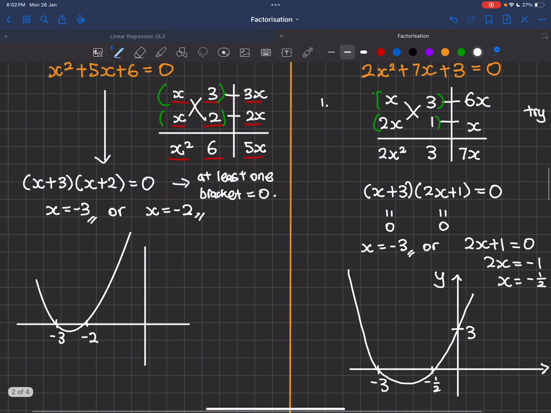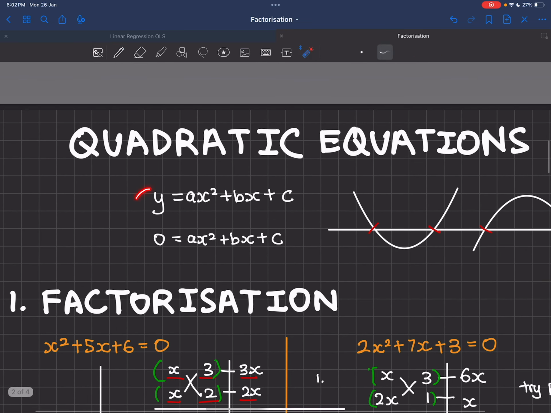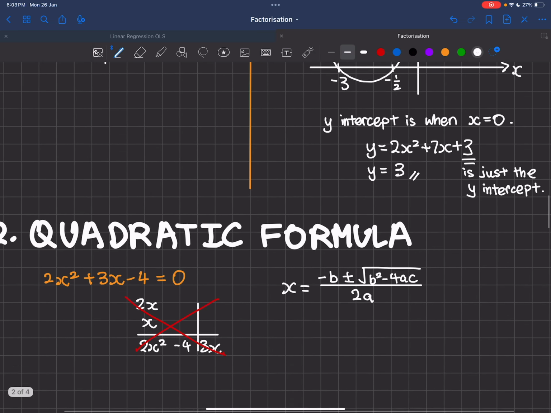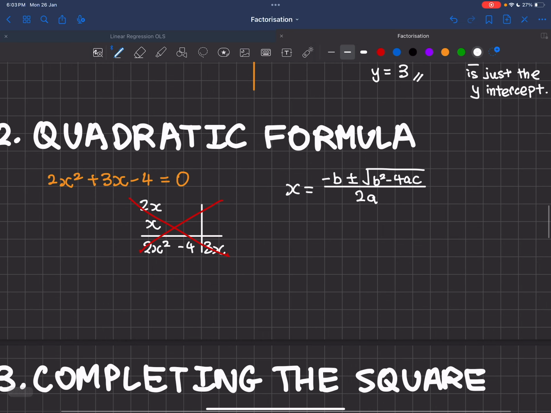Remember when we said the general form was ax squared plus bx plus c? Now, simply, we just plug in all the a's, b's and c's. So what are the a, b, and c in this? From this, a is 2, b is 3, c is negative 4.